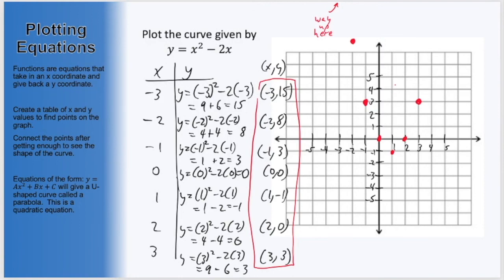Following the trend set by these points, we will get something that looks like an upwards shaped U. We call this U-shaped graph a parabola. And these shapes are formed from quadratic equations, ones that have the highest power of x being x squared. You will find more in-depth looks at the types of graphs and equations in the future, but for now, setting up our table of x and y values is the most universal method of plotting equations.